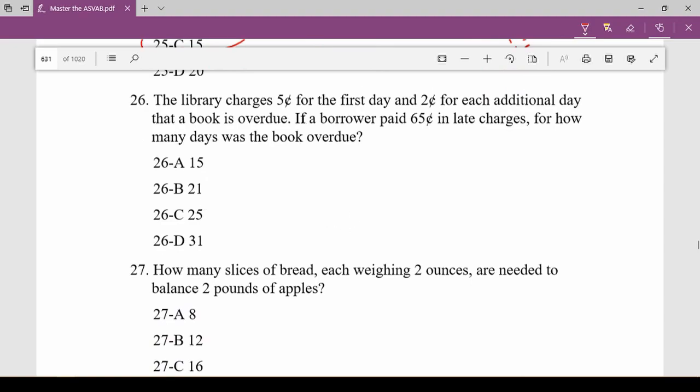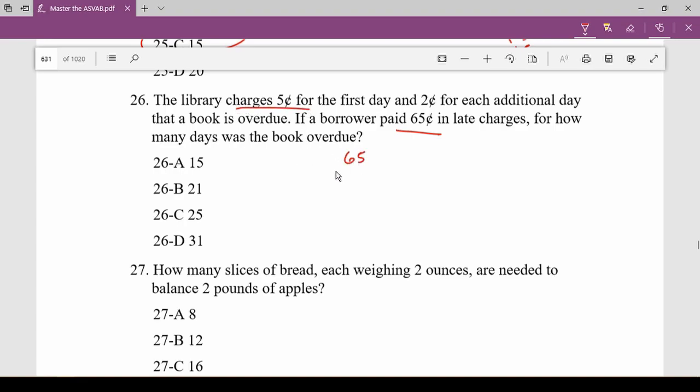All right, 26. The library charges 5 cents for the first day and 2 cents for each additional day that a book is overdue. If a borrower paid 65 cents in late charges, for how many days was the book overdue? So right away we're going to subtract 5, because the first day it's late, you pay 5 cents.